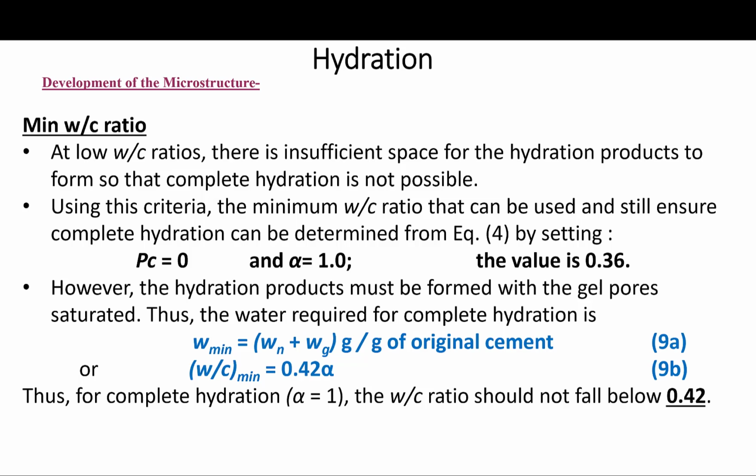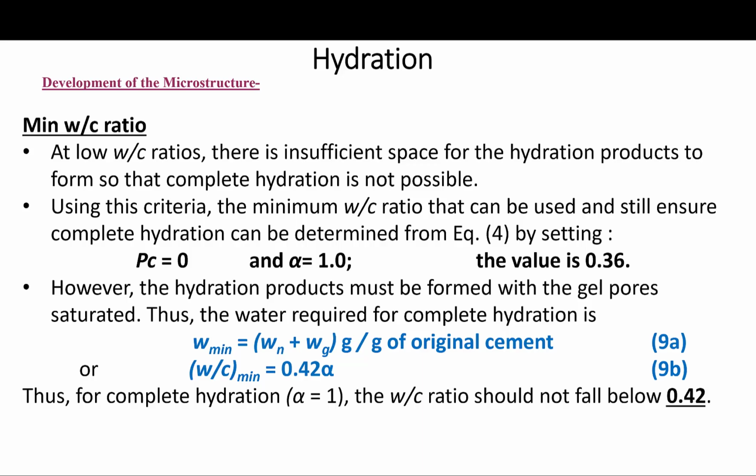One concept I wanted to introduce is the minimum water cement ratio. At low water cement ratios, there is insufficient space for the hydration products to form, so that complete hydration is not possible. Using this criterion, the minimum water cement ratio that can be used and still ensure complete hydration can be determined from equation 4 by setting P sub C to 0 and alpha, the degree of hydration, to 1. The value comes out to be 0.36.